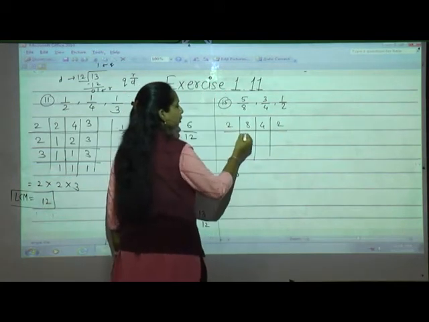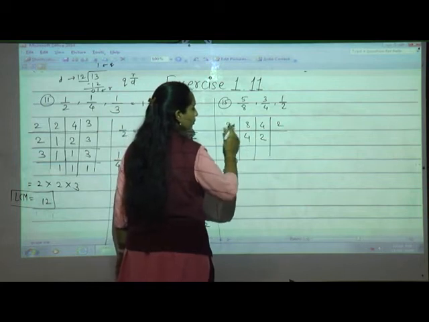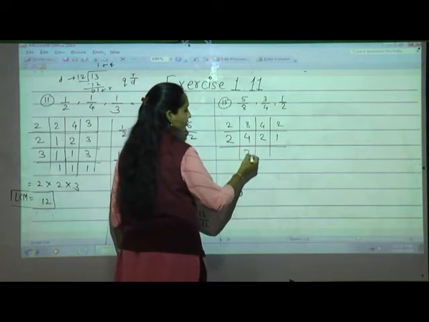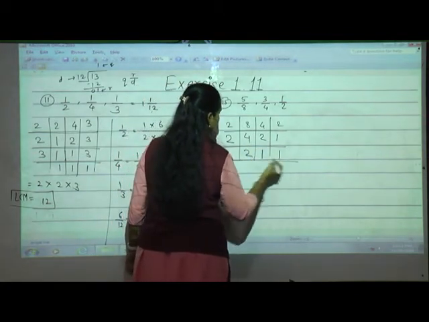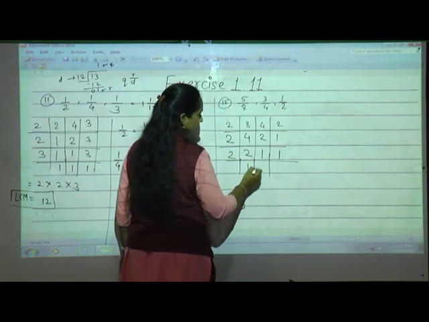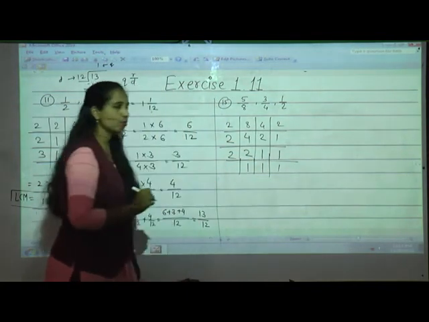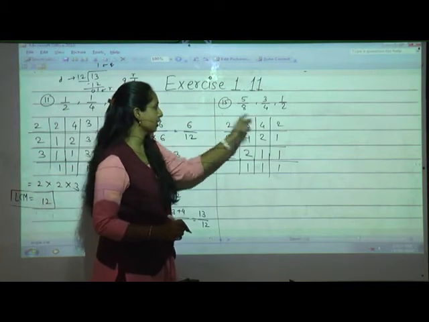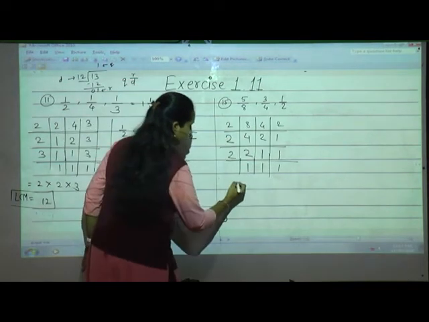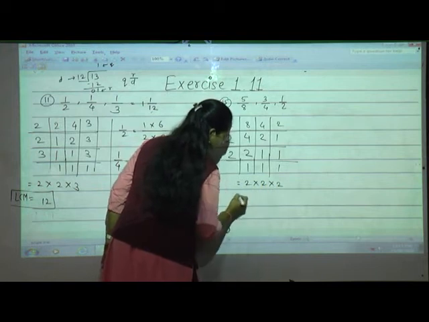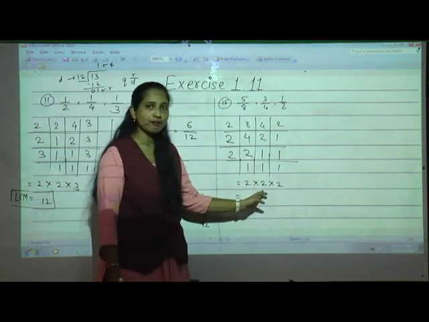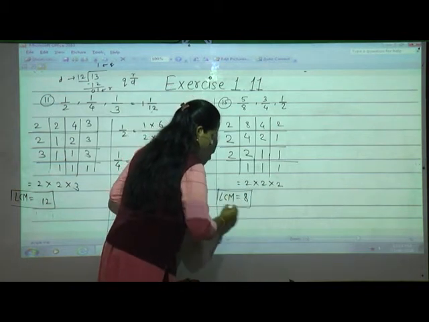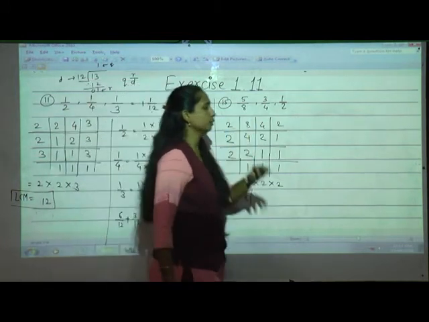I will start with 2. 2 4s are 8, 2 2s are 4 and 2 1s are 2. Again I can go with 2 only. 2 2s are 4, 2 1s are 2, 1 will remain as it is. Again I can go with 2 only. 2 1s are 2, 1 1 as it is. Okay. Once we come to 1, we have to stop. Now the multiples of 8, 4 and 2 are 2, 2, 2. So write together 2 multiplied by 2 multiplied by 2. Now do the multiplication. 2 2s are 4, 4 2s are 8. What is the LCM? The LCM of 8, 4 and 2 is 8.